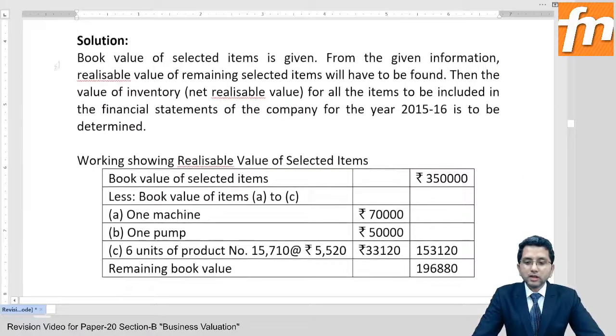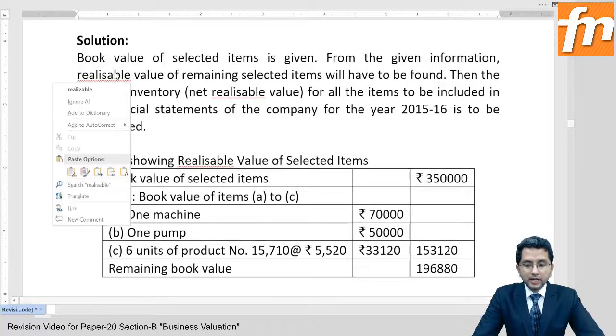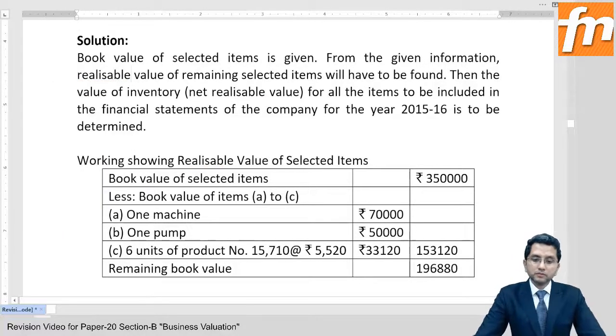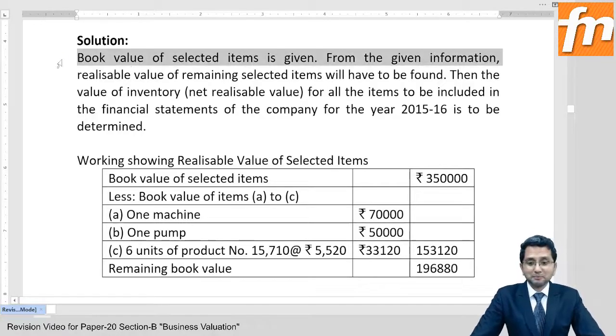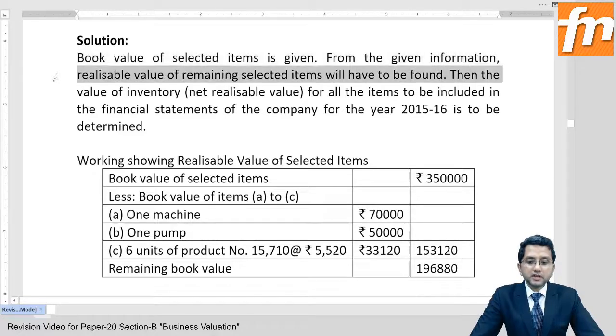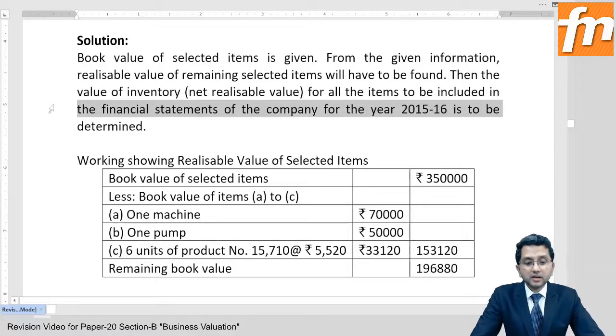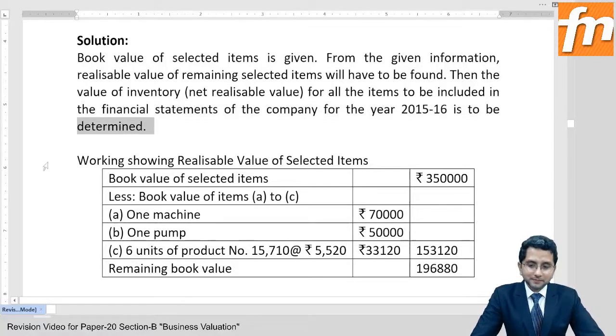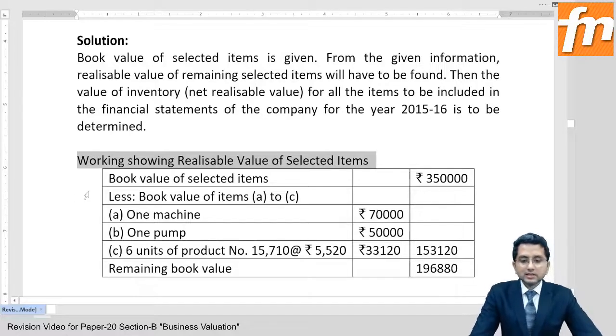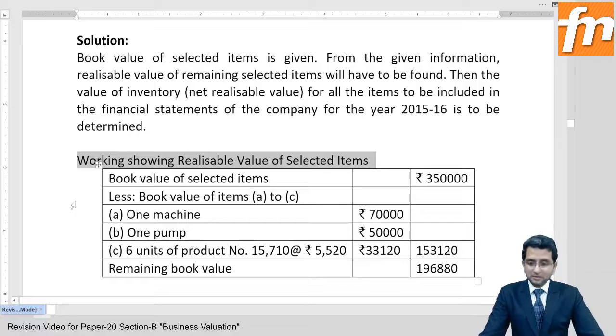So orally I have solved the entire question, and now I am going to solve it here step by step. Book value of selected items is given. From the given information, realizable value of remaining selected items will have to be found. Then the value of inventory for all items to be included in the financial statement is to be determined. So working showing realizable value of selected items. Selected items means sampled items.